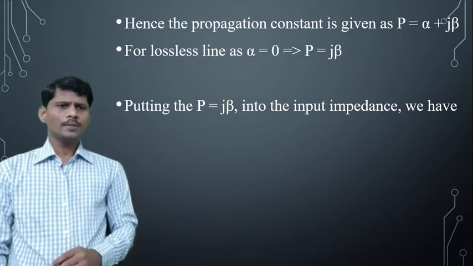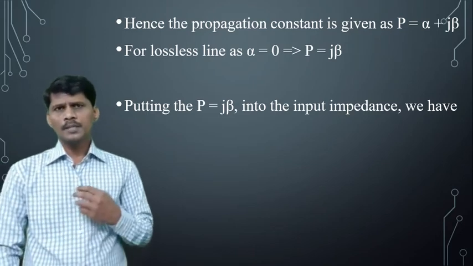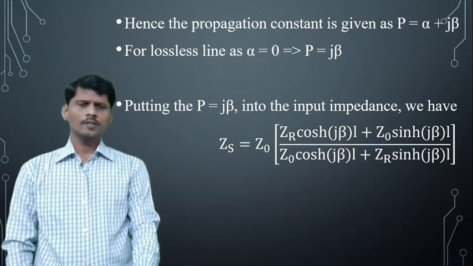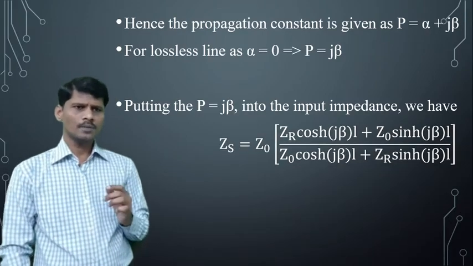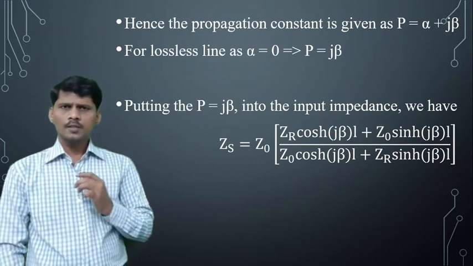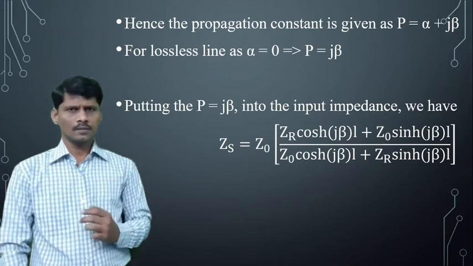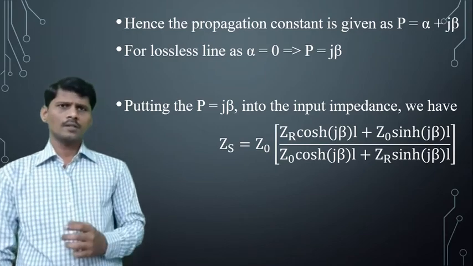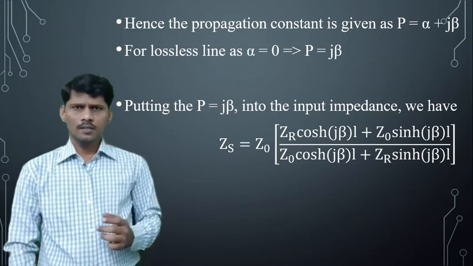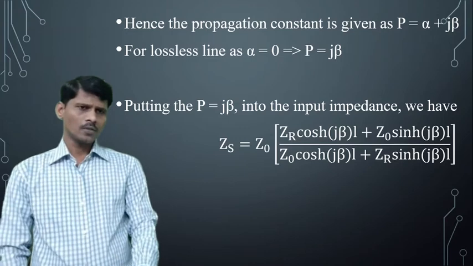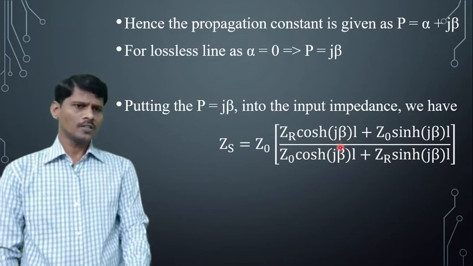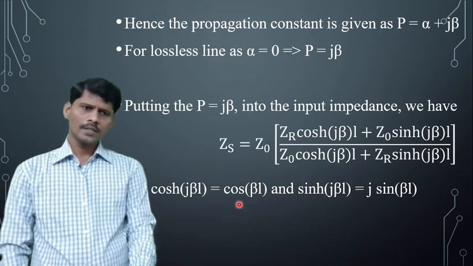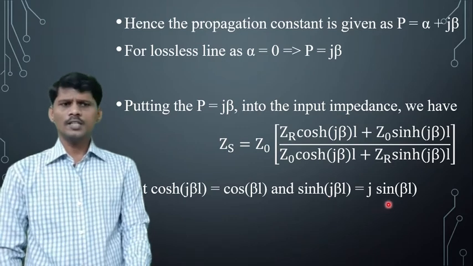Putting γ equal to j beta into the input impedance expression of a basic transmission line. So what is the basic expression of the input impedance? Zs is equal to Z0 into ZR cosh γL plus Z0 sinh γL by Z0 cosh γL plus ZR sinh γL. In that equation, substitute the lossless transmission line condition, γ equal to j beta. After substituting, this is the resultant expression. But we know that cosh j beta L is equal to cos beta L and sinh j beta L is equal to j sin beta L.